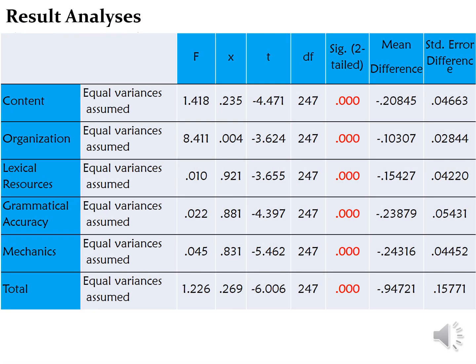When conducting an independent samples t-test, it's very important to look at the p-value before proceeding to the descriptive analysis. So as you can see here, the p-value is less than 0.05 for all areas, which proves that there is a statistically significant difference between the mean scores of each area for males and females.